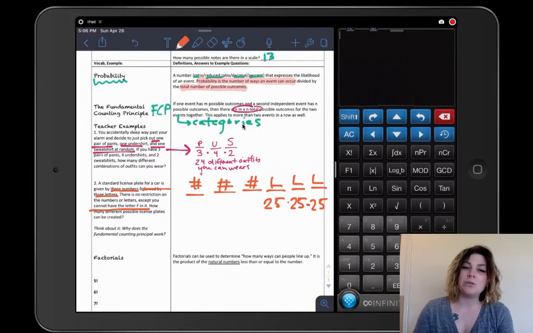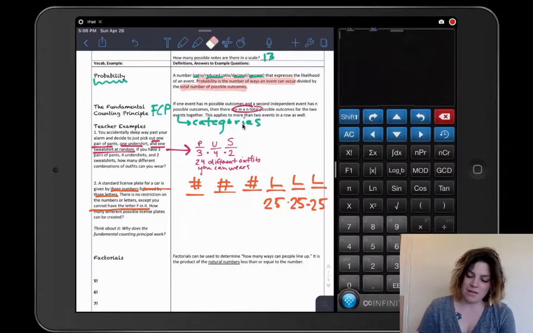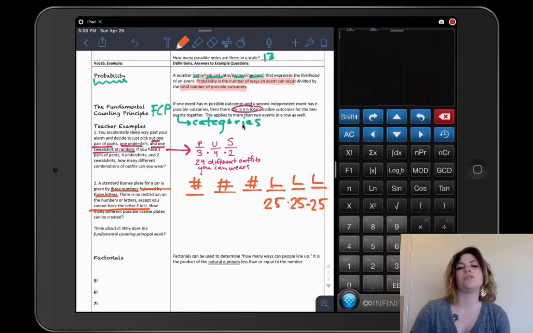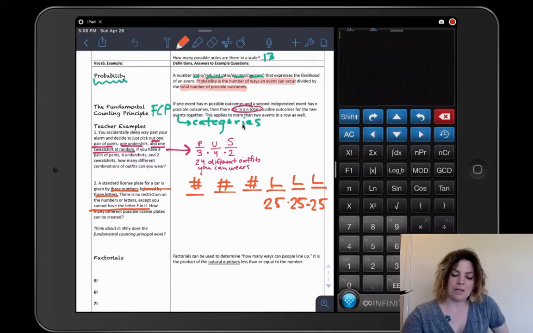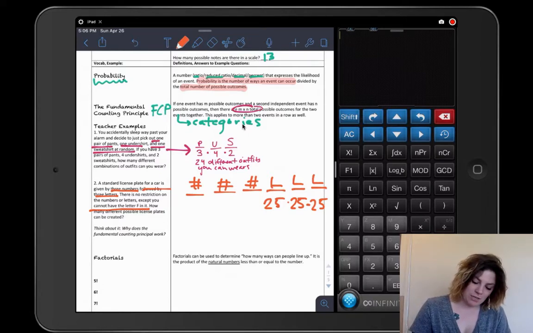If it said you can't repeat the letters, then I would have to do 25, and then this next one would be there's only 24 options left, and then this next one would be there's only 23 options left. However, we know that's not the case in our question, and so we're going to leave it as 25, 25, 25, kind of similar to the idea of independent or dependent events, right? Can you have the same one again or not?